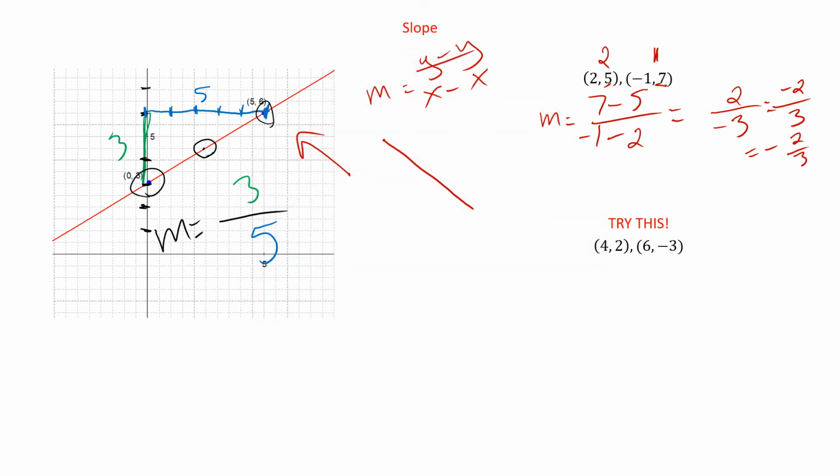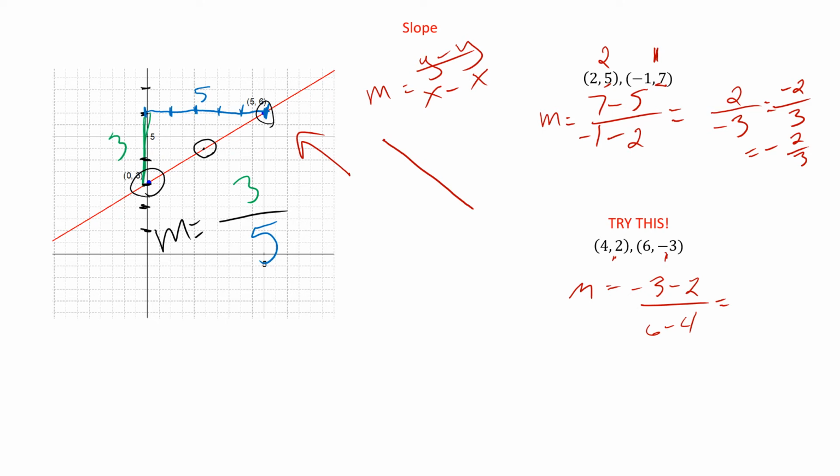Did you get it? All right, let's check really quick. So our slope is, which way did you go? We'll go -3 minus 2 over, and then we have to go 6 minus 4. You could have gone 2 minus -3 over 4 minus 6. It'll get you the exact same thing.